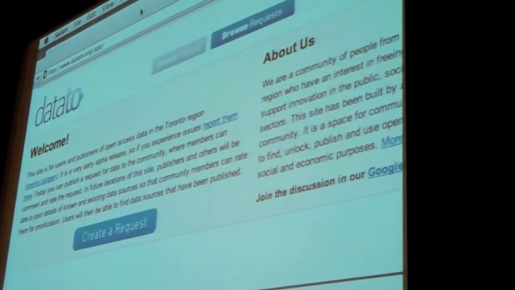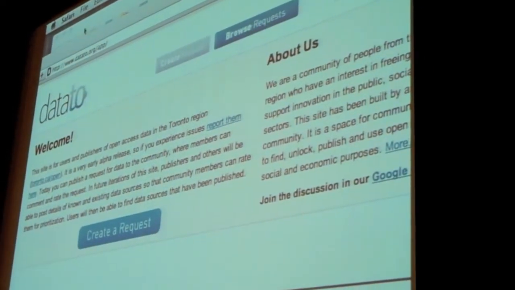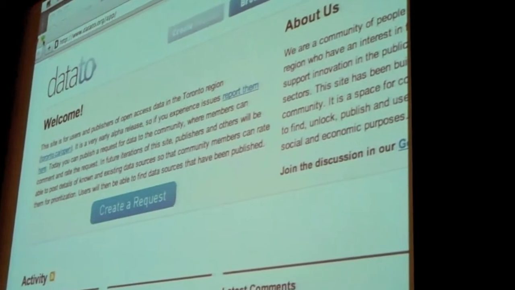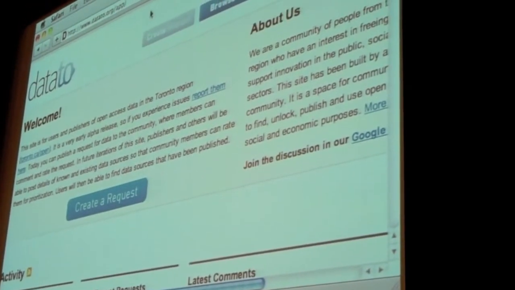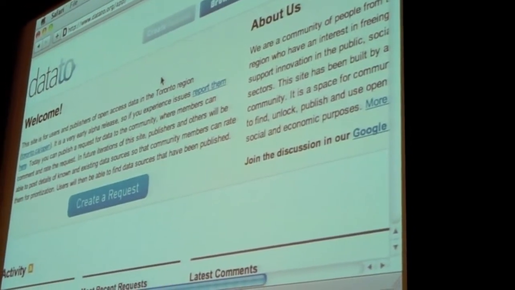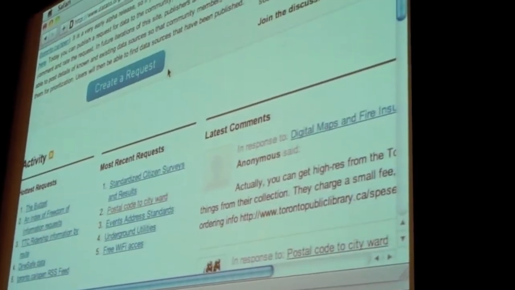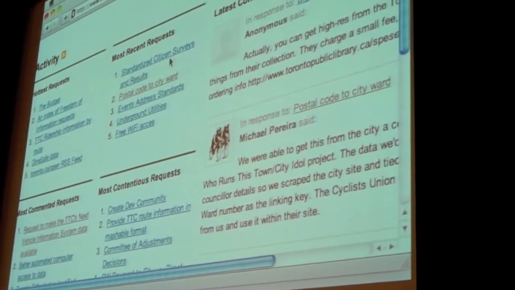Let's take a look at it. Okay. This is the homepage, where you get a quick overview of the sort of activity that's going on the site. These are all requests for data sets. So each of these represents a different data set that someone has come to the site and asked for.